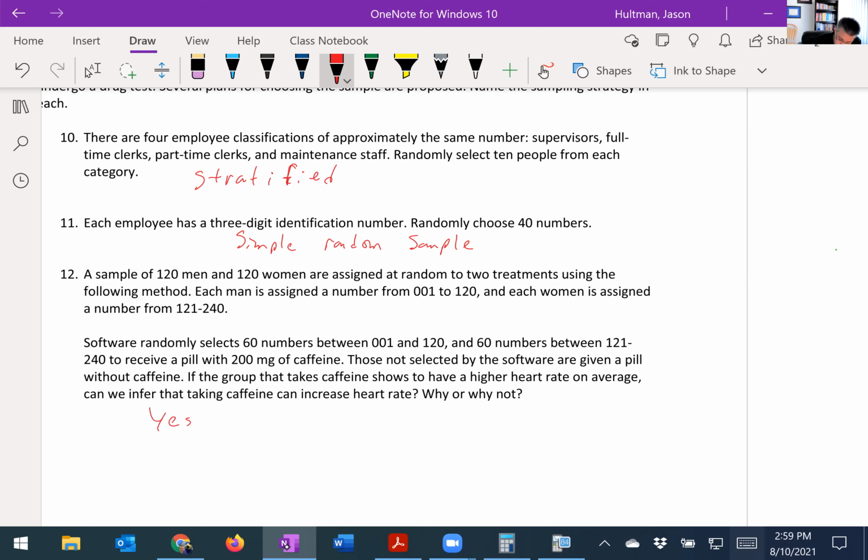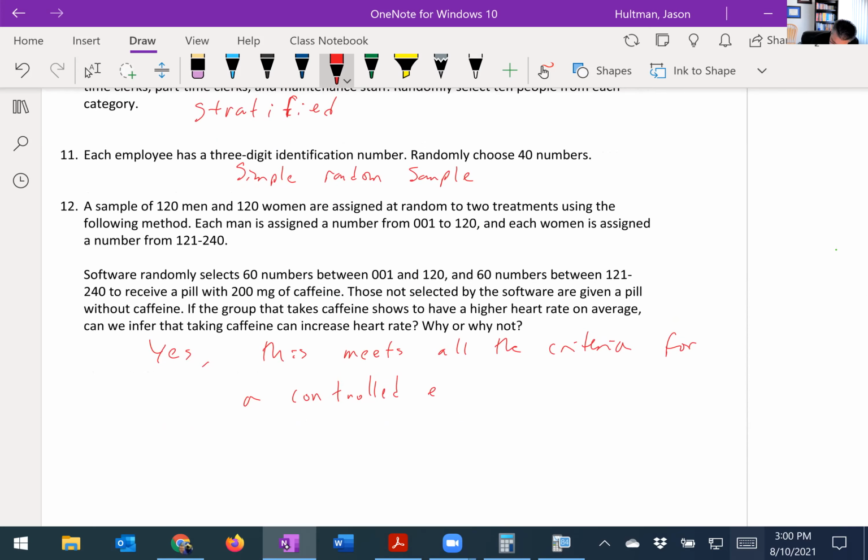Okay, yes. This meets all the criteria for a controlled experiment. We have a placebo. Okay, we have divided them into men and women. It's a controlled experiment.